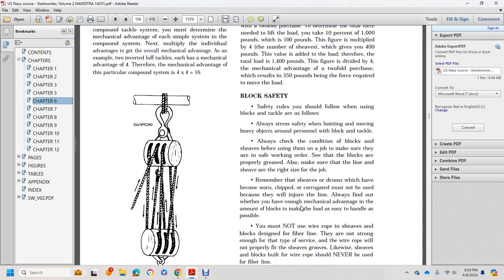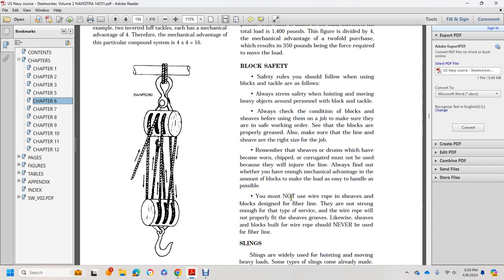Block safety. Safety rules should be followed with the use of blocks and tackle. Always put safety first when hoisting and moving heavy objects around personnel with block and tackle. Always check the condition of blocks and sheaves before you do the job to make sure that they are in safe working order. Make sure the sheave blocks are properly greased. Also make sure that the line is the right size for the sheave. Remember, sheaves or drums which have become worn, chipped, or corrugated must not be used, to avoid injury to the line. Always find out whether enough mechanical advantage is mounted with the block to make the load as easy to handle as possible.